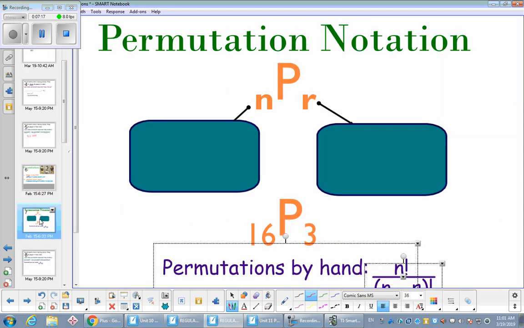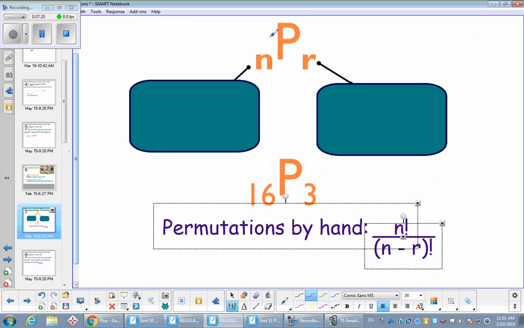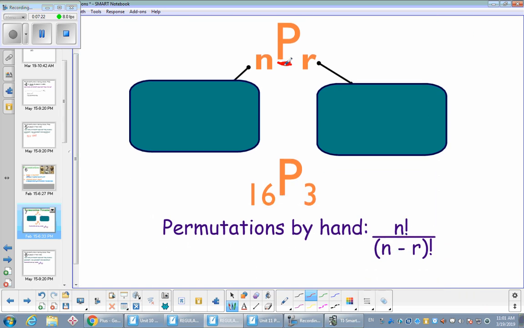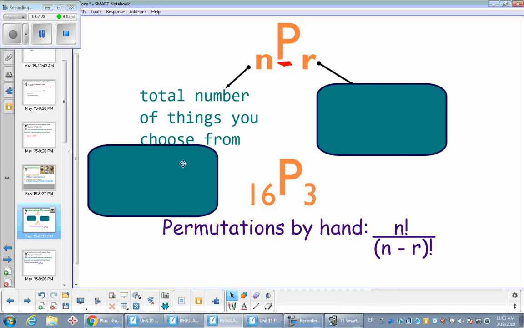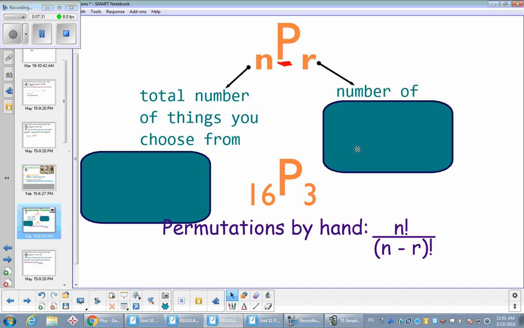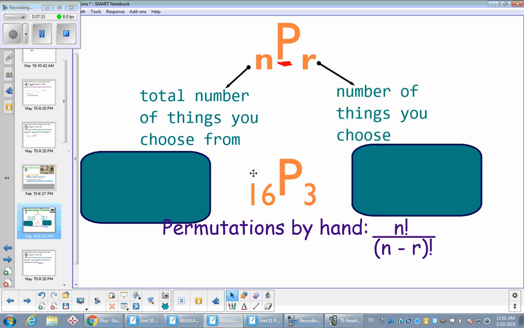So here's what you want to write down for permutation. It's a big letter P. This is the notation for permutation. N is the number of things you're choosing from. So for example, we were choosing from 16 people, and we only chose 3 positions. So N is the number you're choosing from. 3 is how many positions or things you are actually choosing, all right? So the by hand way to solve that is it's the total number divided by the number minus how many you're choosing factorial. So remember that exclamation point means factorial.